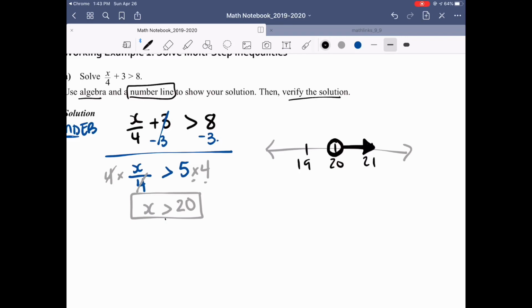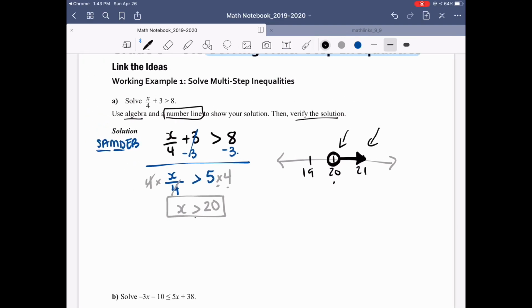And that's all I'm looking for in a number line, okay? You don't need to have from 0 to 20 written down. You just need to have the boundary point, which is 20. You have to show me if it's an open or closed circle and the direction of the arrow. Those are the 3 things you're going to get marked on.